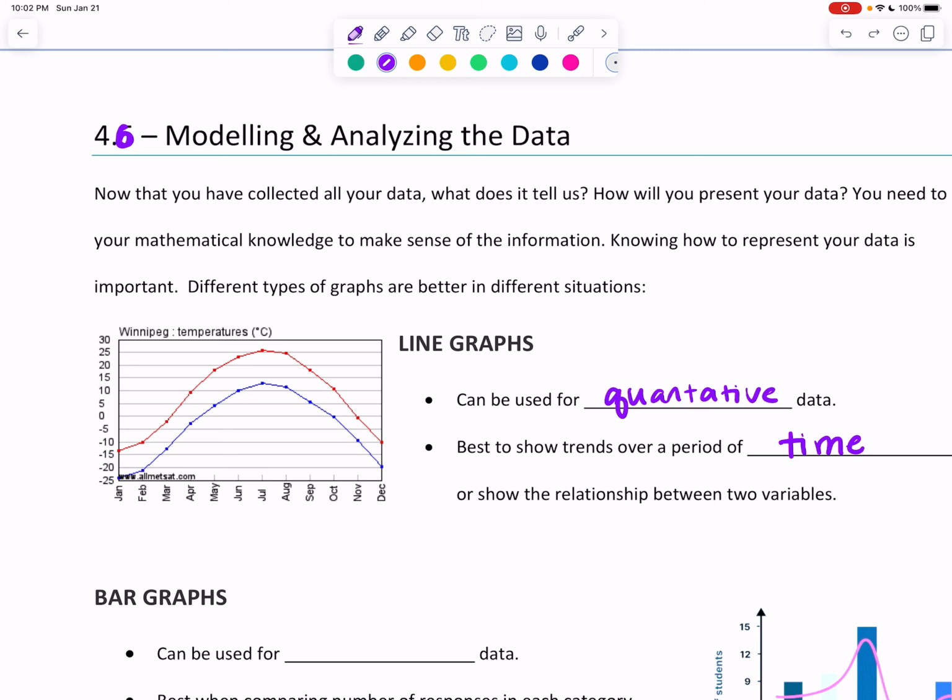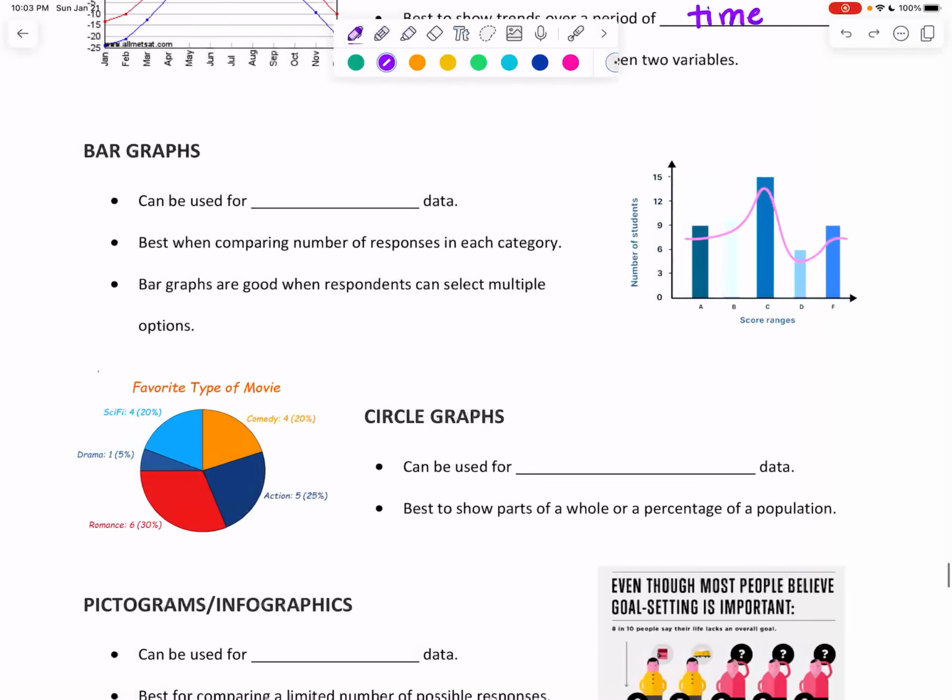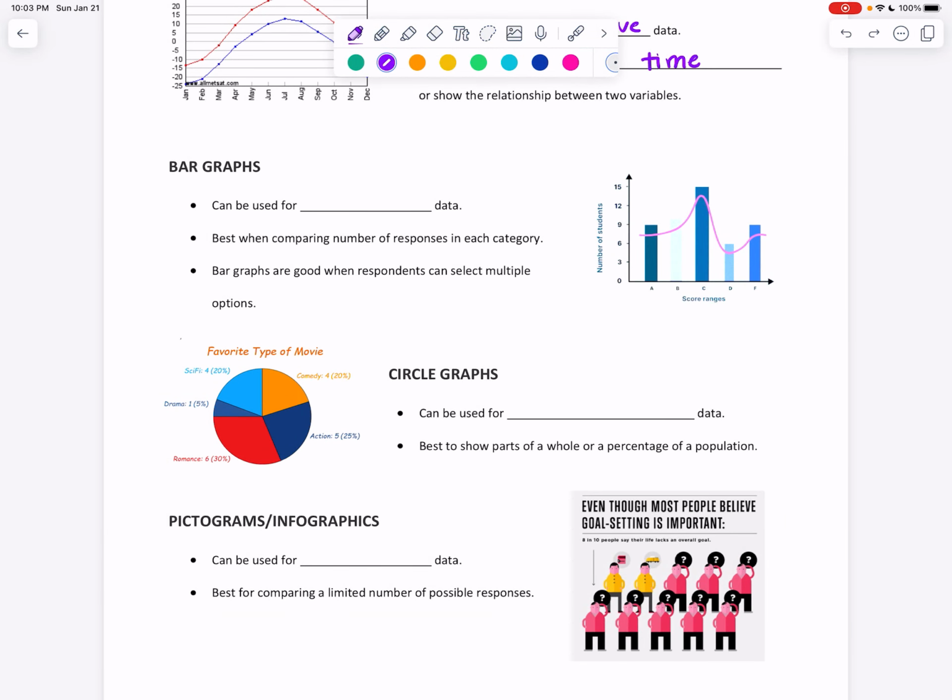Now, the other type of data that we're going to be talking about is categorical data. And to be quite honest, if I'm looking at the remaining blanks for this page, all of these blanks say categorical, because bar graphs, circle graphs, and pictograms or infographics are all used for categorical data. Now, categorical data is when I ask a question and you respond not necessarily in terms of a measured number, but in terms of a category.